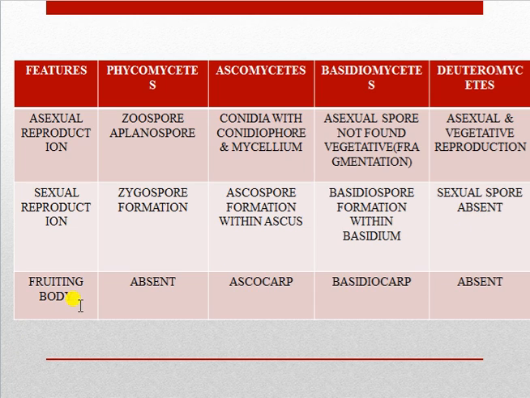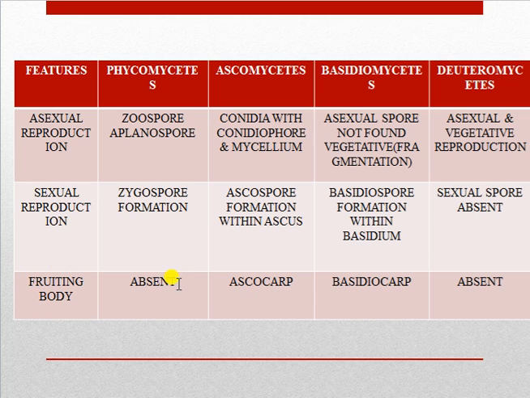Next, the fruiting body. Obviously in Phycomycetes, there is no fruiting body. In Ascomycetes, the ascocarp is present as the fruiting body, or ascus, as we have also studied. In Basidiomycetes, the basidiocarp is the fruiting body, or basidium. In Deuteromycetes, the fruiting body is also absent because they are not producing any sexual spore. So the fruiting body is not necessary, because it is needed only for sexual reproduction.